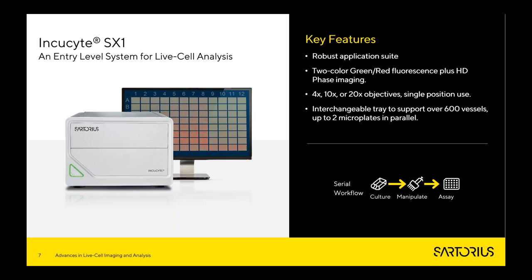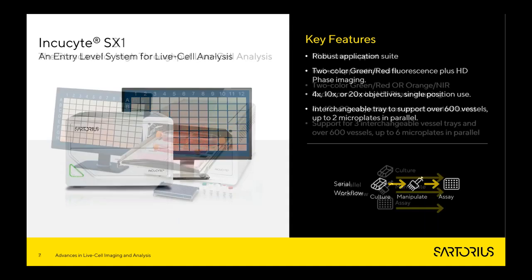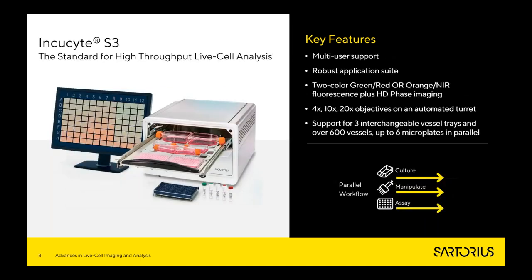It is equipped, based on the configuration, with the same optics as the IncuSite S3, and it can therefore be upgraded to an IncuSite S3 at any time. It also supports almost all of the applications one can do with all of the other IncuSite systems. The IncuSite S3 is actually our standard for high throughput live cell analysis with the ability to analyze up to 6 plates at the same time with 2 fluorescent colors.